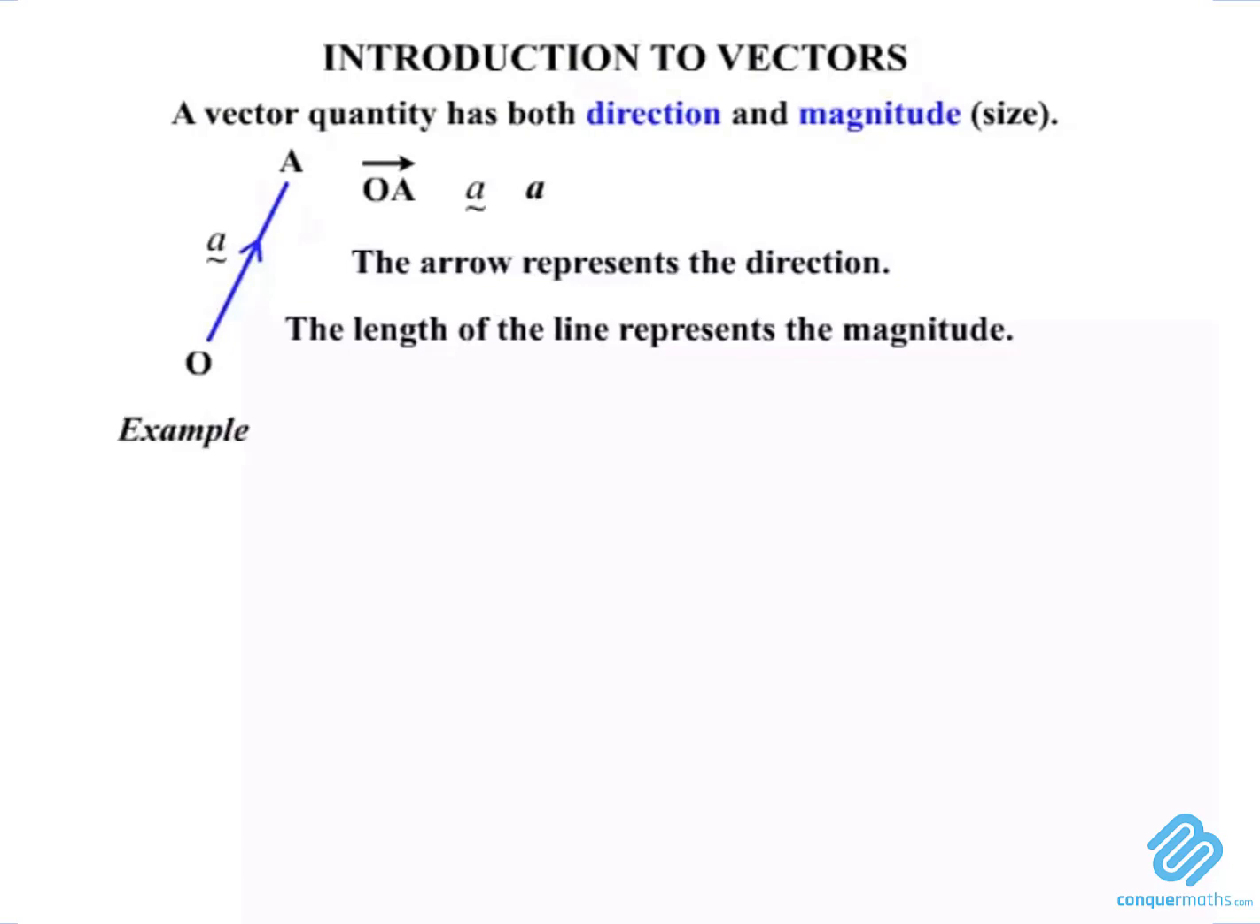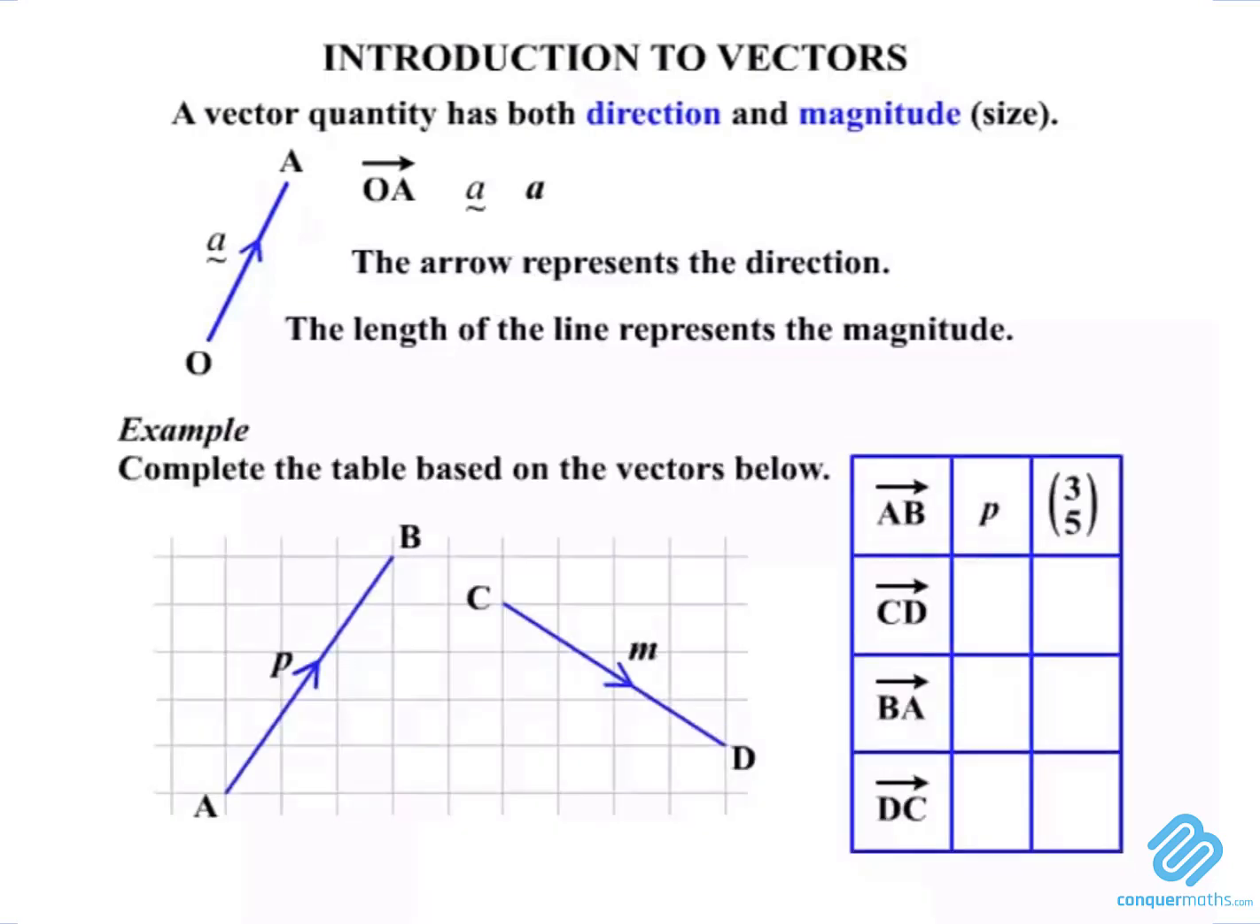So let's look at an example. We need to complete the table based on the vectors below. Now the first row is complete. We have vector AB, which is denoted by p, and (3, 5). What does that mean? That means we go across 3 and up 5. So that's three ways of denoting that particular vector.